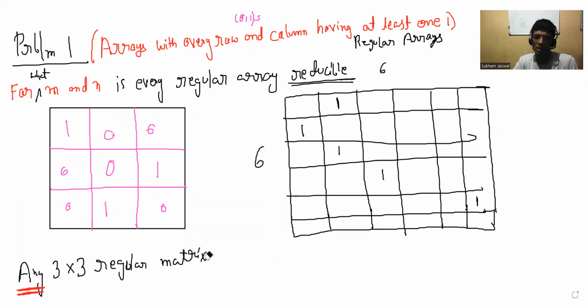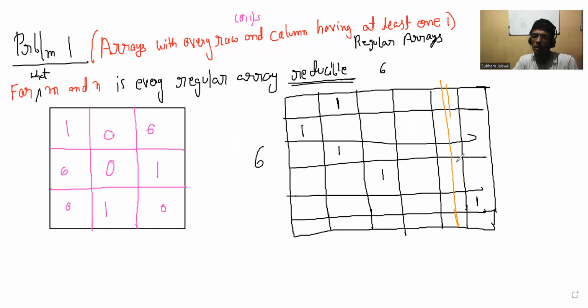Everybody agrees? So then, can we not delete that column, at least one of them? Yes, we can delete this column, because it doesn't affect the rest of the 5 rows, and we can delete the last row. Now it's okay, right? Every row and every column will still have a one.